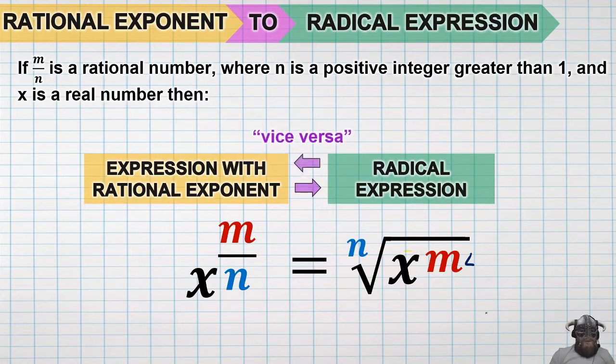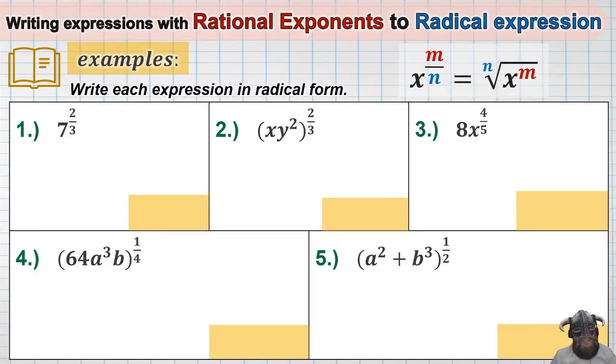Yan. And also, vice versa. We will also use this idea in converting radical expressions into expressions with rational exponent. Let's have these following examples to understand how do we use this concept in writing expressions with rational exponents to radical expression. Once again, in this case, the denominator of your rational exponent will be the index of your radical expression, and the numerator will be the exponent of the radicand. And once again, you just need to copy the base.